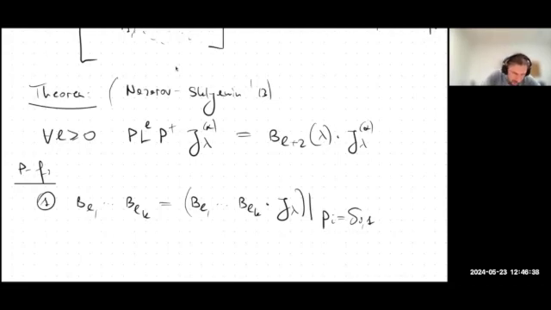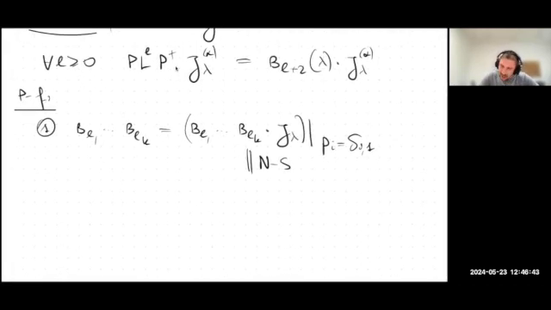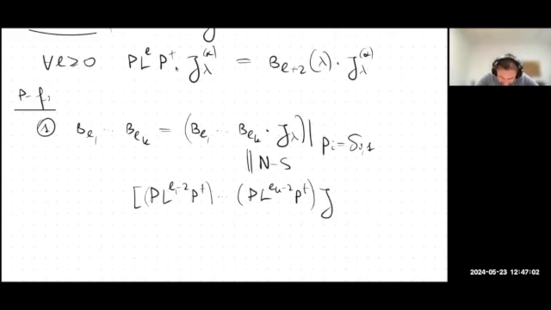But now I can use Nazarov-Sklianin theorem. So I can rewrite it like that. So this is PL to the L1 minus 2 P dagger, etc. PL LK minus 2 P dagger acting on J lambda. So I know how it acts exactly how I want. And then I take my specialization. So this is the first step.